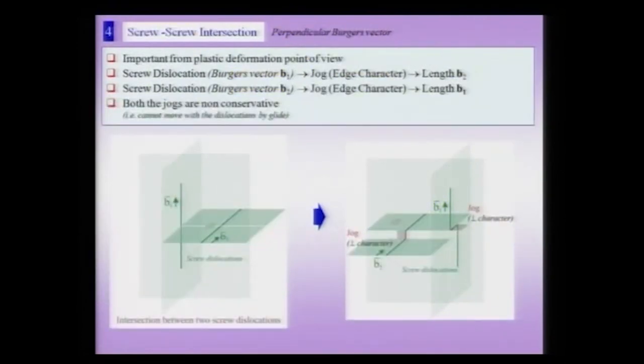The fourth case is a screw-screw interaction. In this case again I consider the case of perpendicular Burgers vectors between the two screw dislocations, and this is a very important kind of interaction from the plastic deformation point of view. Now, as before, B2 will impose itself on the B1 dislocation line, and B1 will impose itself on the other green dislocation line.